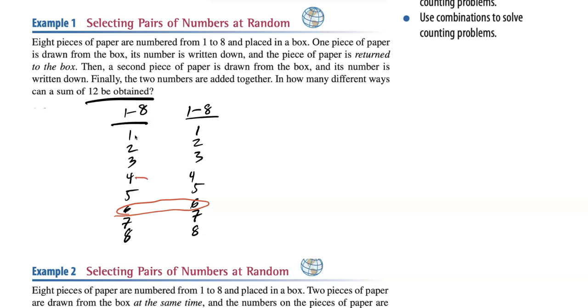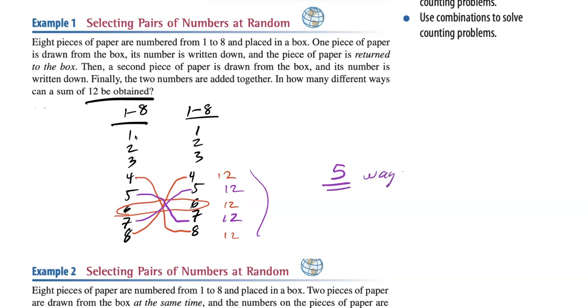I could do 4 and 8. That would also give me 12. Well, 8 and 4 would give me 12 also. And then how about 5 and 7? And 7 and 5. So it looks like there's 5 ways to get 12. I could do 6 and 6, 7 and 5, 5 and 7, and I could do 8 and 4 and 4 and 8. We're only going between 1 and 8, so those are the only ways I could get 12 doing that. That's if we pick a number, put it back, and then pick a number again. So there's 5 ways to get 12.